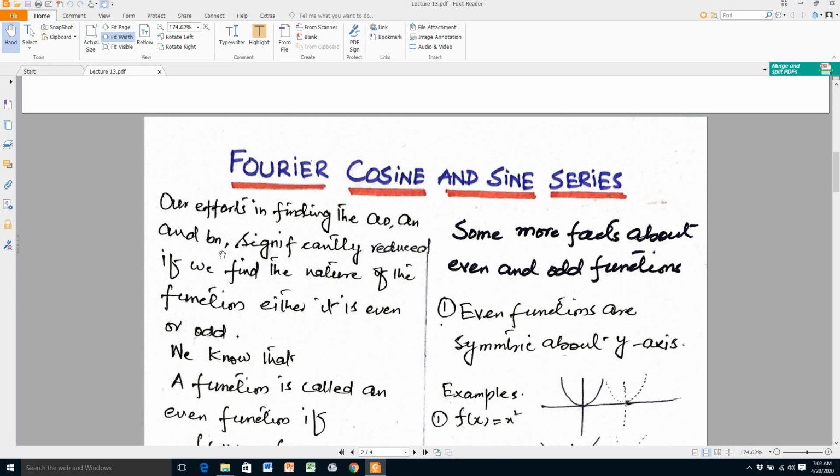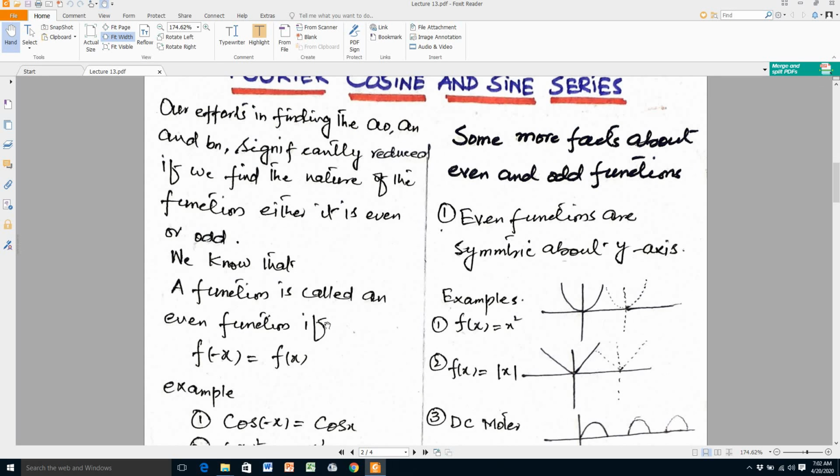It is only possible when you are familiar with the nature of the function. So how can we become familiar with the nature of the function? You very well know that a function is called an even function if f of minus x is equal to f of x.